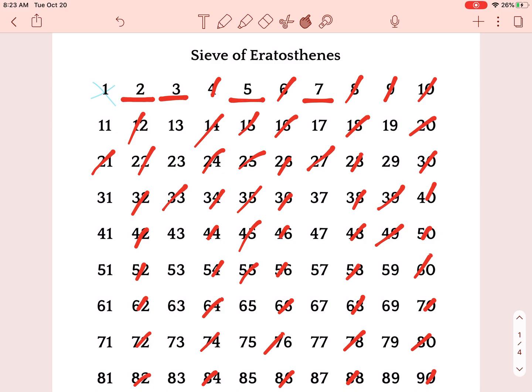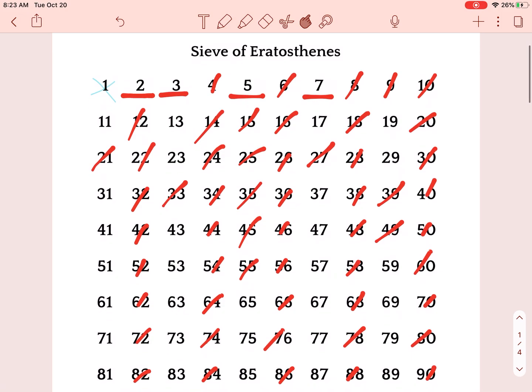Now, last week we talked about the sieve of Eratosthenes. It was a way of finding all of the prime numbers, and when you finish this work, you're going to see we've got some prime numbers here. Now, 1 doesn't count, but we see that we have 2, 3, 5, 7, 11.